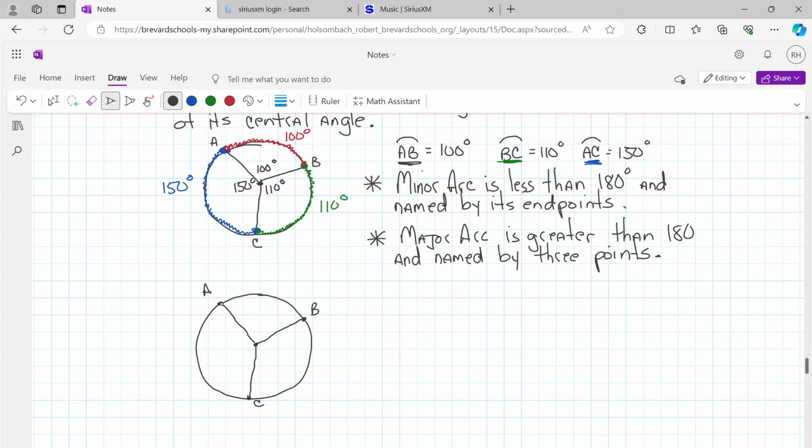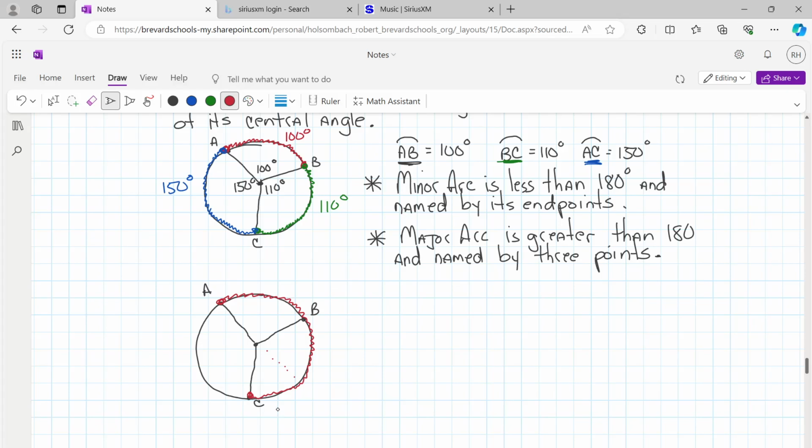We've got an arc that can start at A, go through B, and end up at C. See it? If we start here at A and go around this circle to B, and we don't stop at B, we keep going all the way down to point C. That's called a major arc. It's greater than 180 degrees because if we took this radius and extended it, that would give us a half of a circle, and the measure of a half of a circle is 180 degrees.